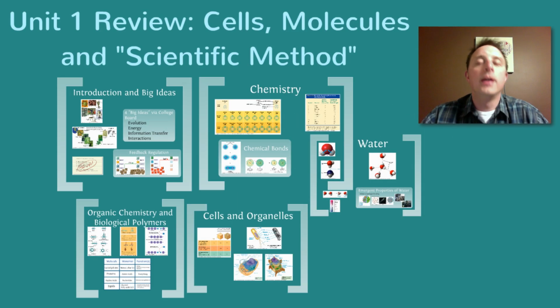Hi, Dr. H here. This video is going to review Unit 1 of AP Biology, which will cover the introduction to the course and some basic characteristics of life. We'll go over some of the introductory chemistry concepts that are important, including macromolecules, and then finish up with a very brief discussion of cells and a few of the important organelles.